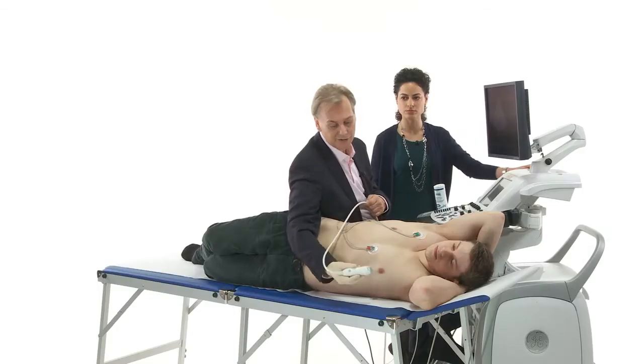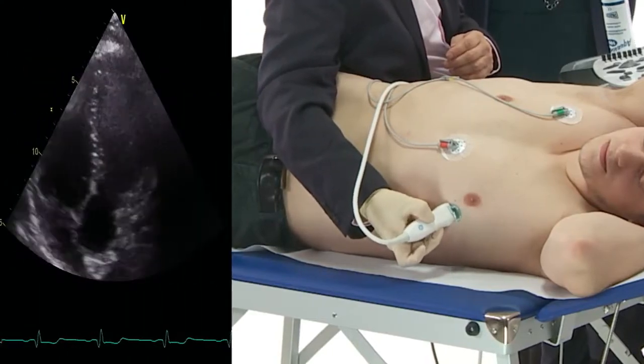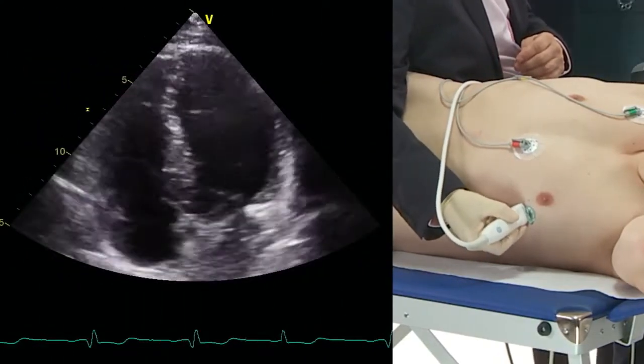When you've seen this view before, we image from an apical window. Remember, it's the fourth, fifth intercostal space. It's where you would feel the palpitation of the heart. And then we image with the marker of the transducer, remember, on the lateral position of the body. So we image upwards and immediately you will see the four-chamber view.